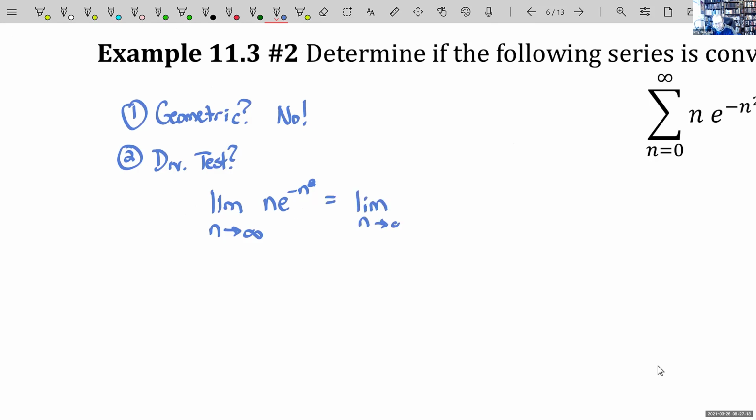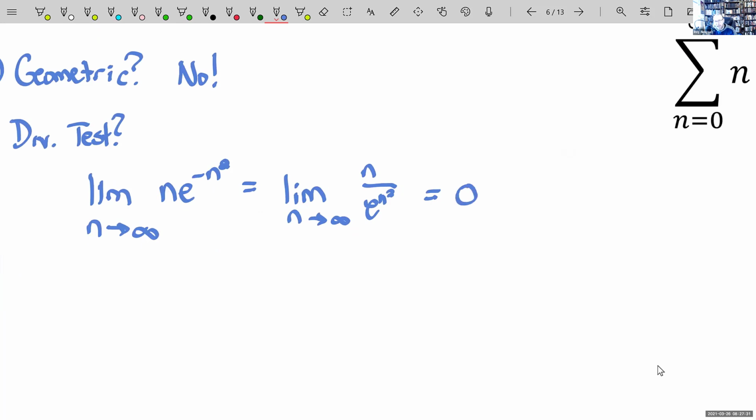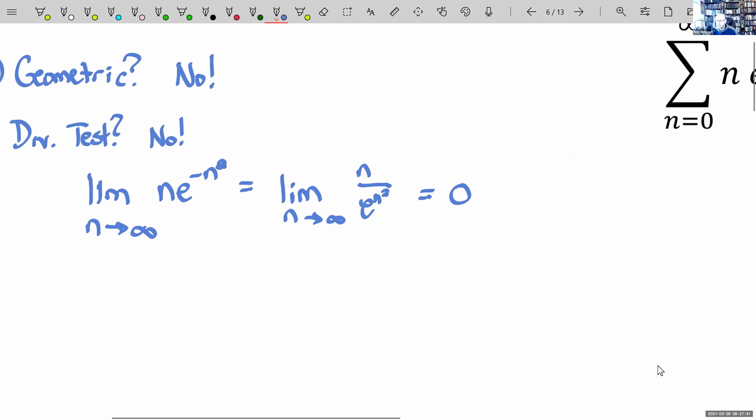Limit as n goes to infinity of n over e to the n squared. That is going to be 0. If you want to show that, you'd use L'Hopital's rule, but the reality is that is going to be 0. So the divergence test is not going to tell us anything. It's inconclusive.